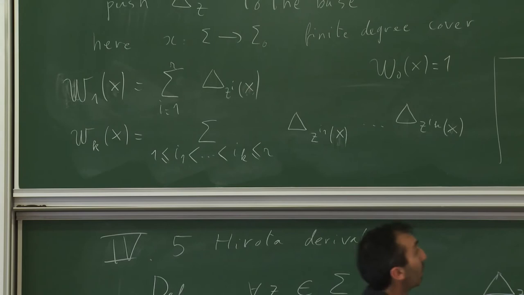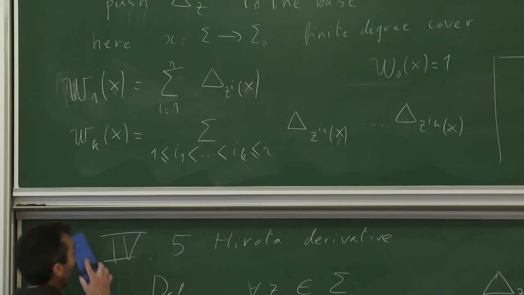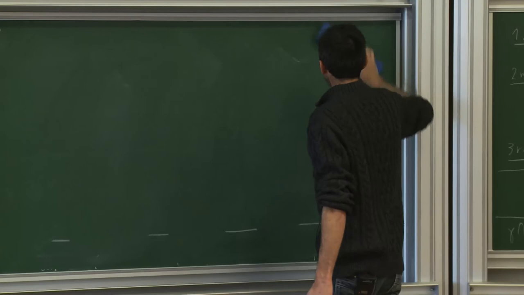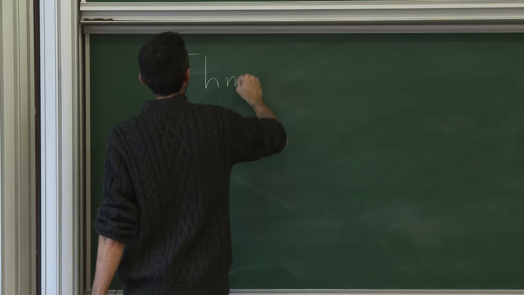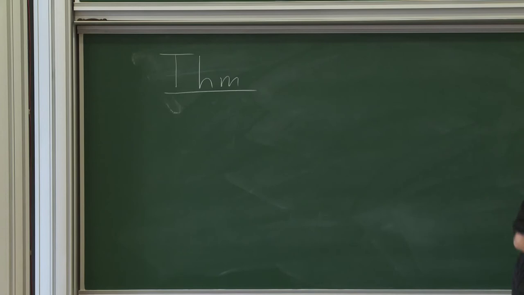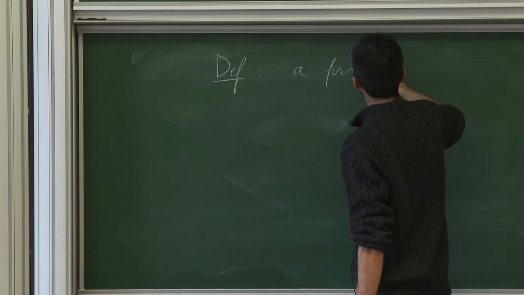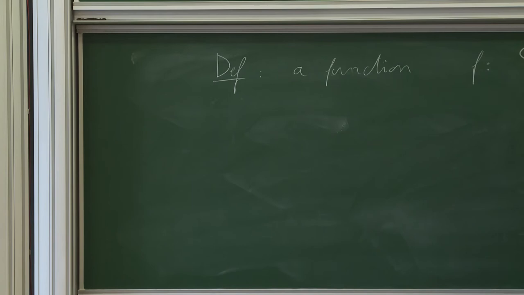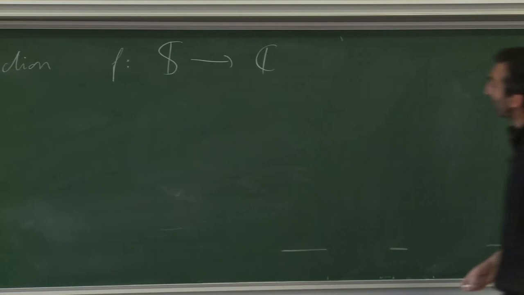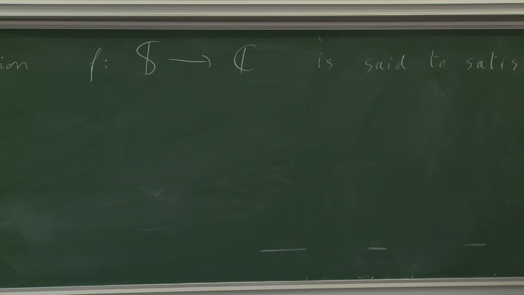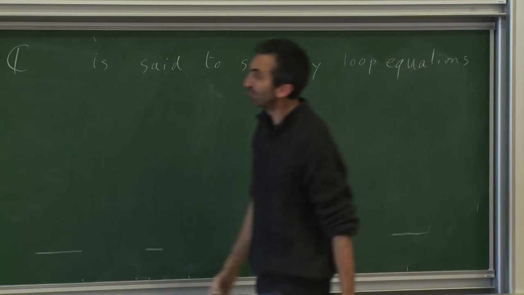Yes, up to r, I mean the total number. So you want something symmetric in all the preimages. So we shall say that a function obeys the loop equations if, so I will state the theorem. I will say it more like a definition than state a theorem afterwards. So definition: a function f from the space of spectral curves to complex numbers, whatever that means, if it's well defined, is said to satisfy loop equations. This name came from matrix models, but it should probably be replaced by Virasoro constraints or W algebra constraints.